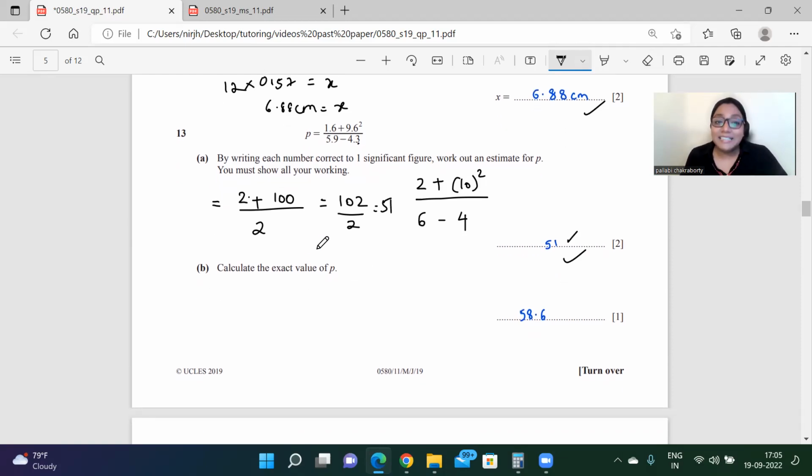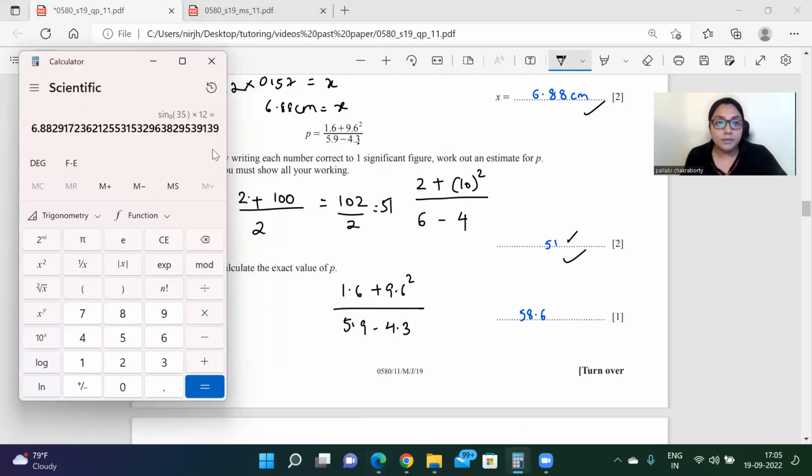Then comes, you have to find the exact value of P. So how do you do that? 1.6, you have to take the actual values and plug them in the calculator. Let's do that quickly. Minus 4.3. So we have our calculator. You have to be very careful with the brackets or the parentheses over here. So I'll take 2 parentheses, 1.6 plus, then I have another parenthesis, 9.6 and square of that.